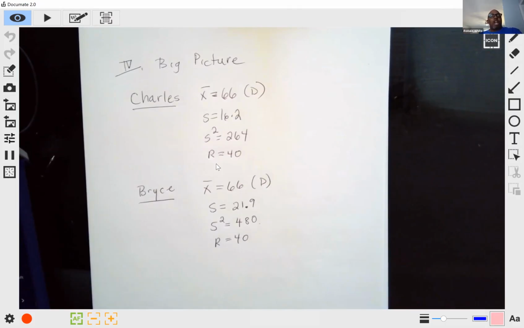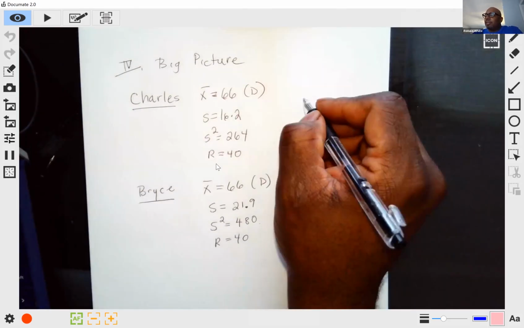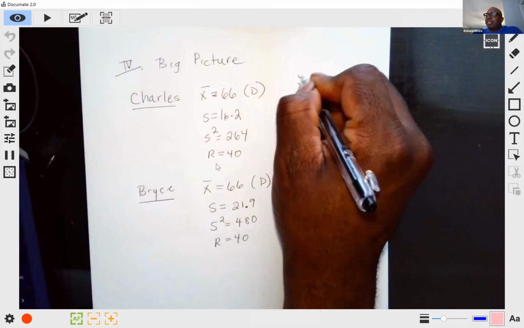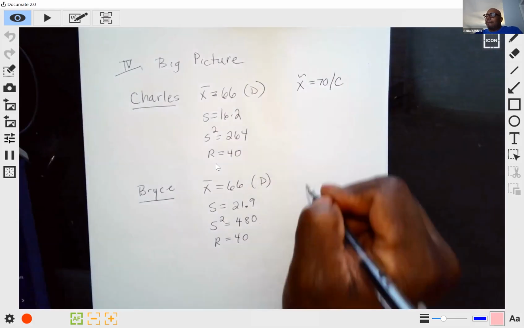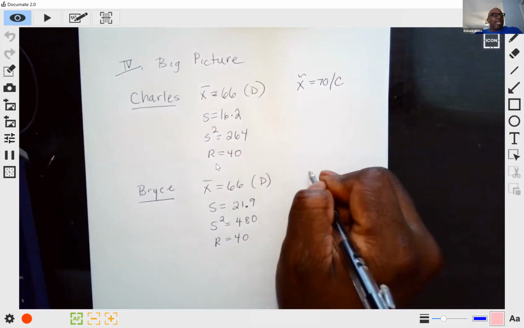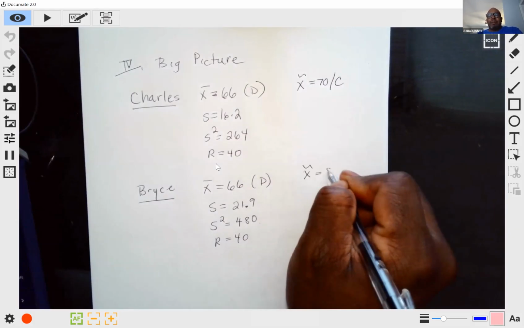So how will we determine what grade they should get? Well, I'm going to use the median, the middle number. Charles's median is a 70, which is a C. Bryce's median is an 82, the middle number.